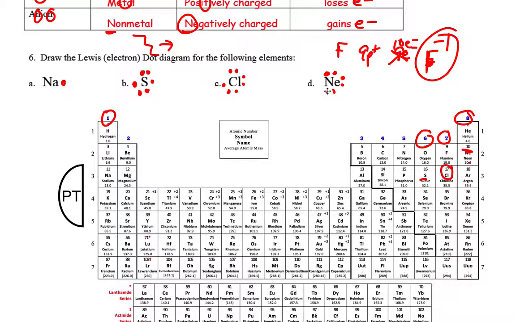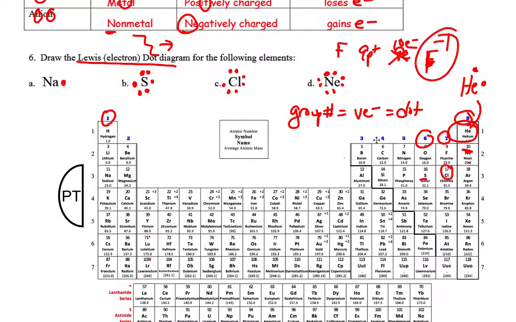So whatever the group number is, that's how many dots you draw. So group number equals valence electrons, which equals the dots you draw whenever you draw a Lewis dot or electron dot structure. The only exception is helium. Helium only has 2. 1, 2. That's it. It's nice and happy. Doesn't want to play with anybody else on the periodic table because it's happy with its situation.